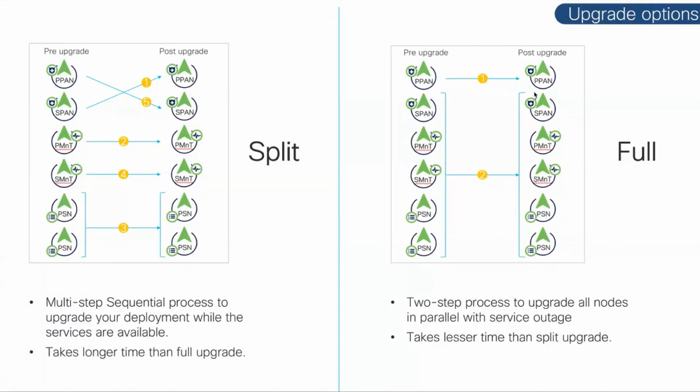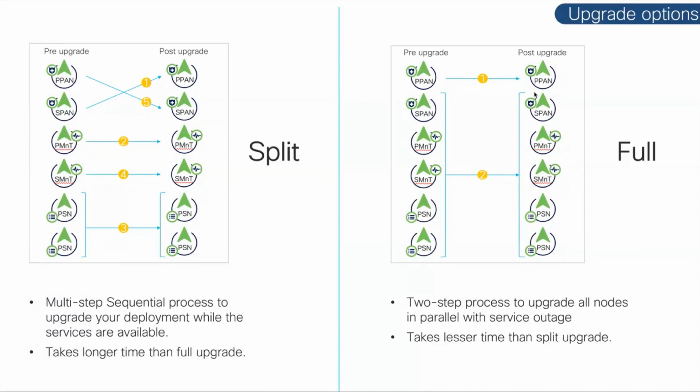There are two upgrade options available if you're willing to upgrade your deployment from a GUI. One is called split, which you might already know and be aware of. It was an existing one from the beginning, the split upgrade process. Whereas the full upgrade process is a kind of new one, which is a two-step process.